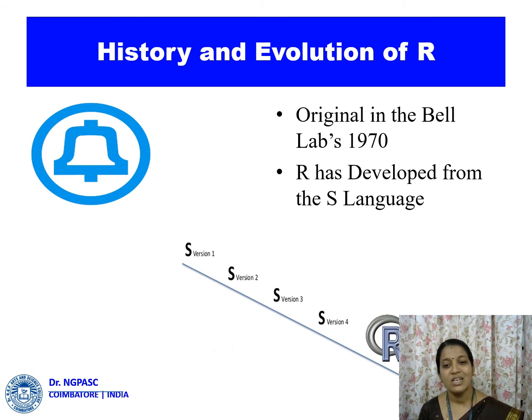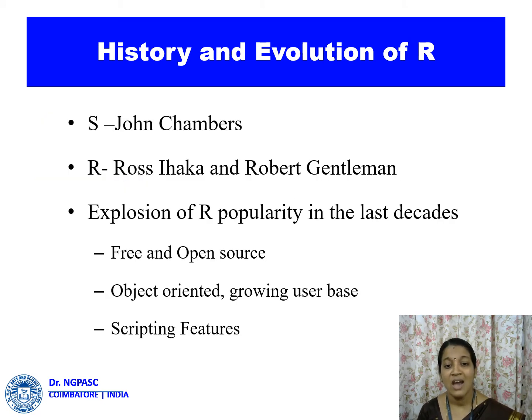It was initially developed at Bell Laboratories in the 1970s. It is derived from the S language. After the completion of S version 1, version 2, version 3 and version 4, R was developed. Let us see who developed R and S. S was developed by John Chambers and R was developed by Ross Ihaka and Robert Gentleman. The first letter of each author's name is R, so it was named R programming.